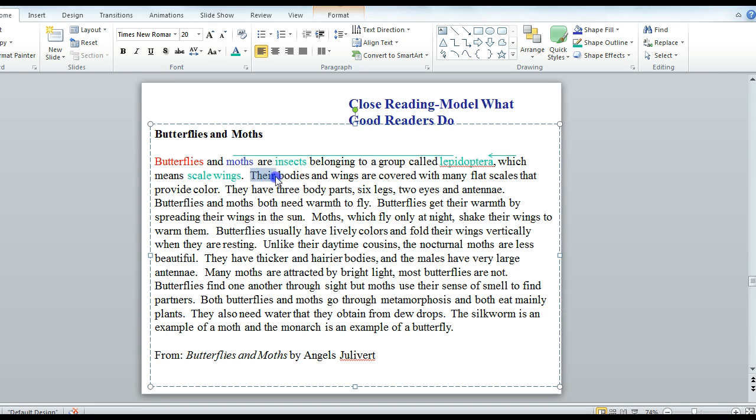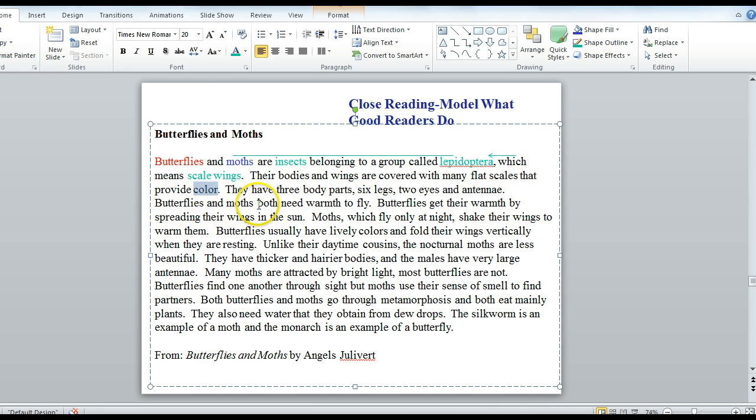Okay, right away, a struggling reader is not going to connect the word "their" to butterflies and moths. So if I were drawing right now, I would highlight butterflies and moths, and I would draw circles around these. I'd highlight "their," draw circles around these, and an arrow to butterflies and moths. Butterflies and moths' bodies and wings are covered with many flat scales that provide color. Well, this tells me that they both have color because this is about both of them. And that's an answer to one of my questions earlier. They have 3 body parts, 6 legs, 2 eyes, and antennae. And I would, if I could right now, be drawing a little diagram to help me picture that.